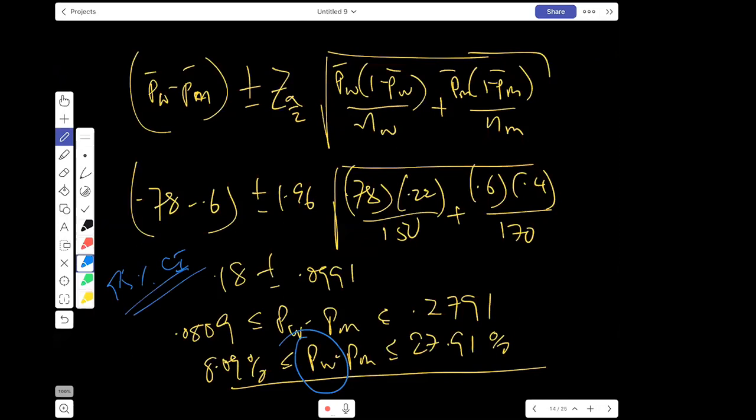Basically, we have a 95% confidence interval, which means there's a 5% chance we can be wrong. We have to be aware of that, but the reality is that we are 95% confident that that is the case. Great. So that's the confidence interval involving the difference between two population proportions.